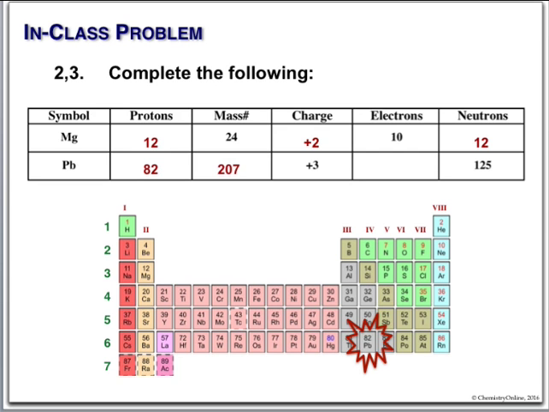Finally, our charge is plus 3. That means we must have 3 extra protons, 3 more protons than we do electrons. Therefore, 82 minus 3 gives us 79 electrons. Any questions on this type?